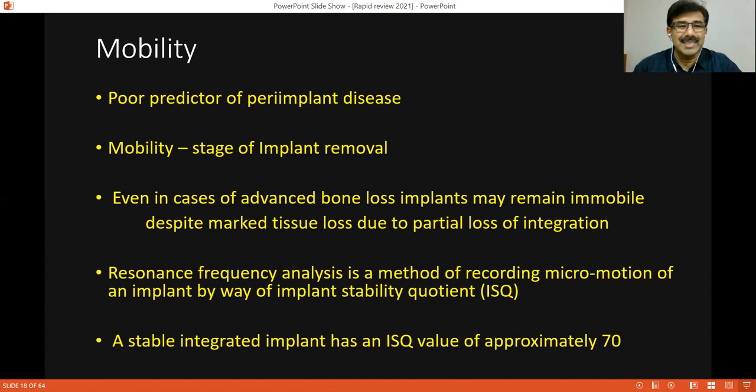And to check the stability of an implant, how well it is osseointegrated, you have a device known as an Osstell device, which basically works on resonance frequency analysis, which records micro motion on the implant surface. And you have a reading known as the implant stability quotient. If you have an ISQ value of approximately 70, that means you have a very well integrated implant, right? But this RFA or Osstell device is not used to detect periimplantitis.